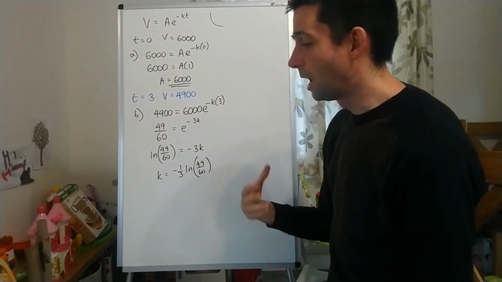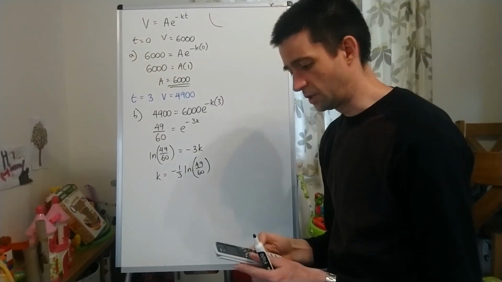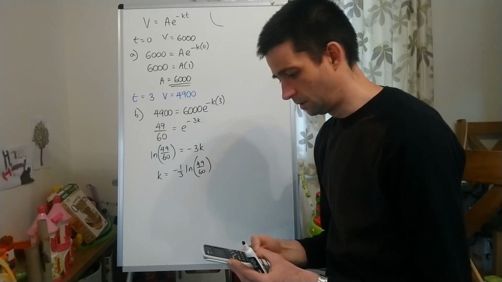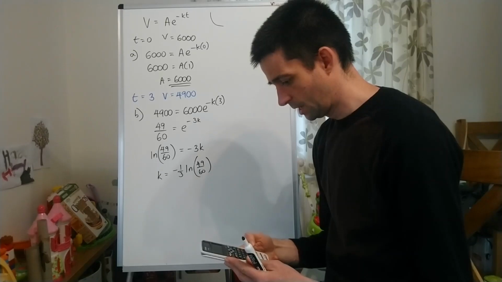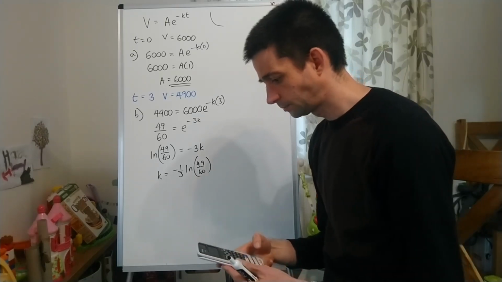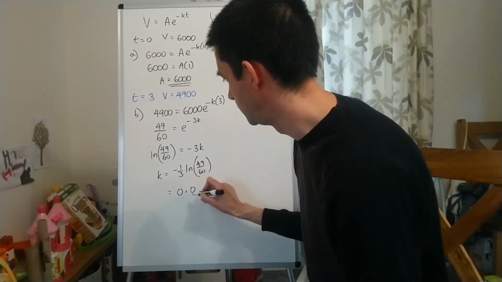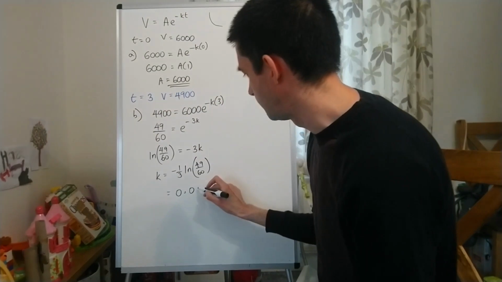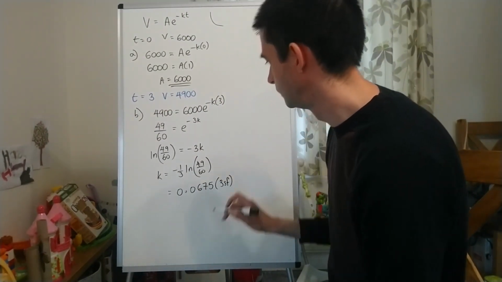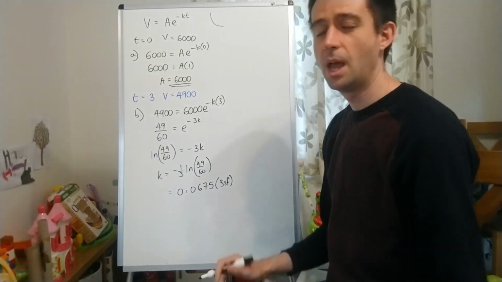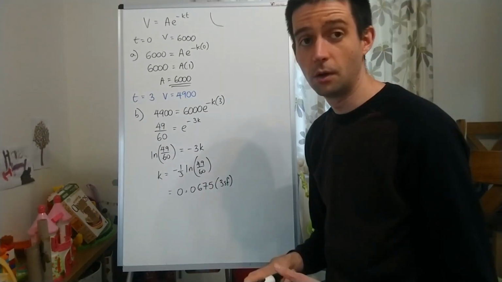And I'm asked in the question for that value of k to 3 significant figures. So all I do now is I type into my calculator ln of 49 over 60 and divide it by negative 3, and it comes out as 0.0675 to 3 significant figures. Because I've now worked out that value of k, I'm allowed to use that value of k for the rest of the question.